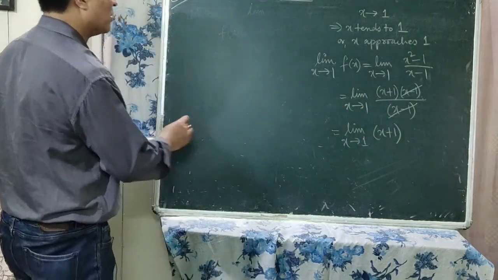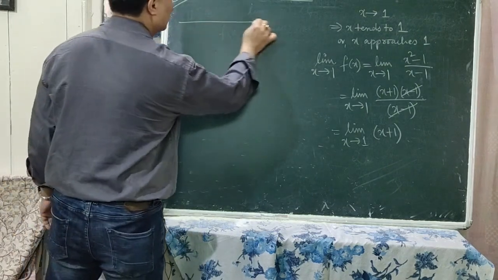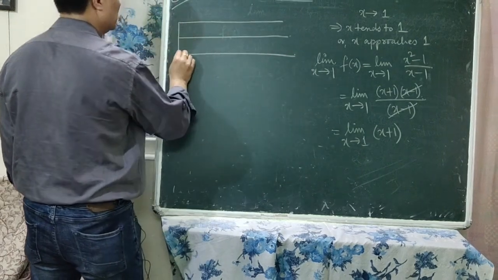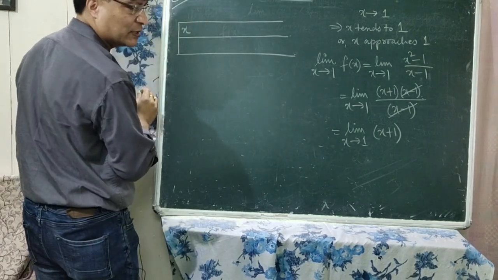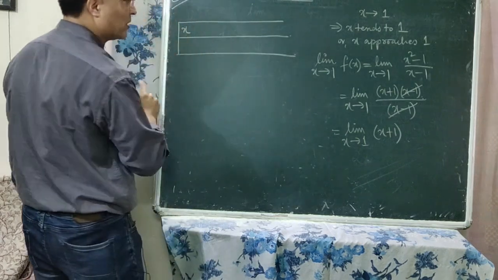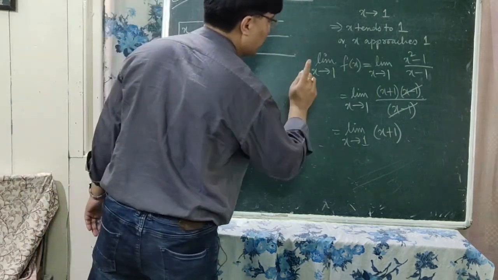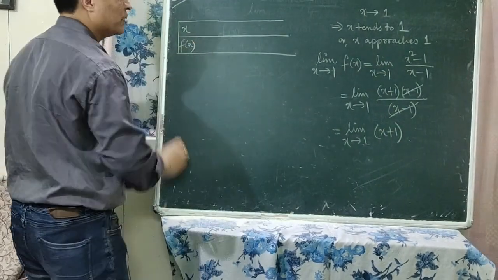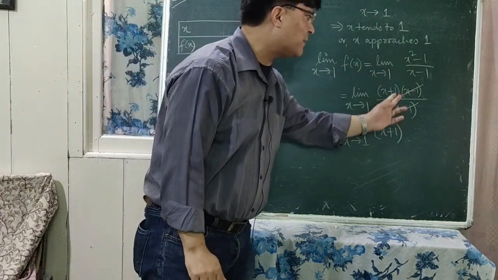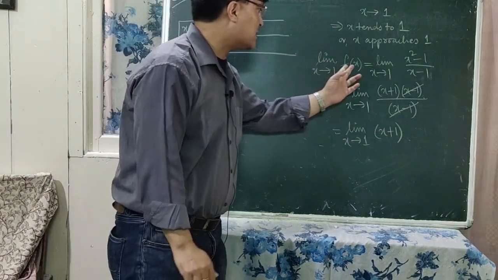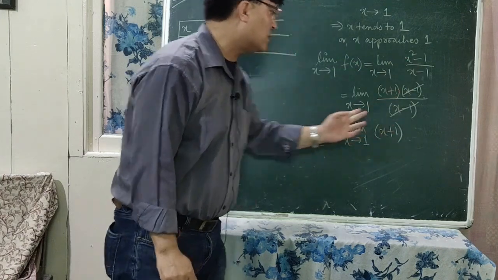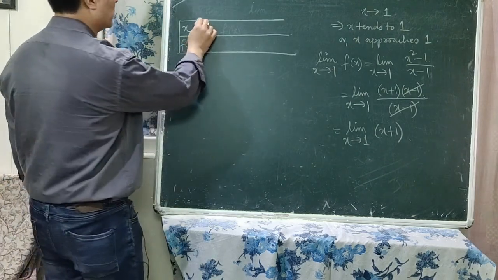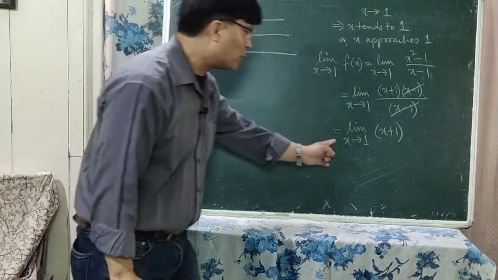Okay, so now suppose you make a table out here. Suppose this is x and this is f of x. Now what is the value for f of x out here? It is x plus 1. Actually in this case f of x, the function of x, is simplified here, and we got x plus 1 out here. Now x is approaching towards 1.